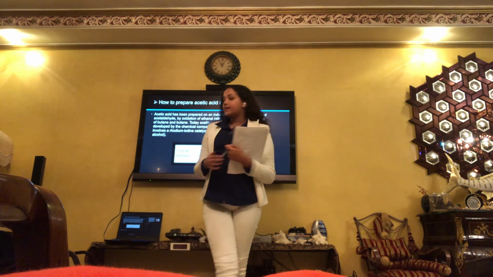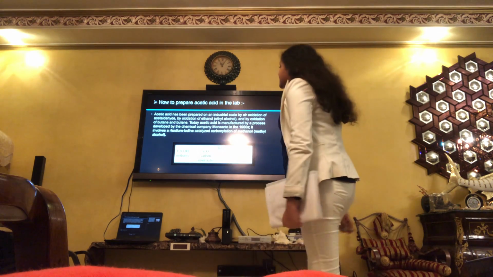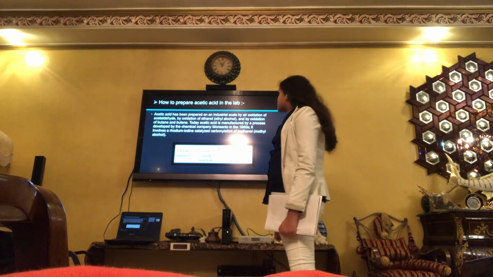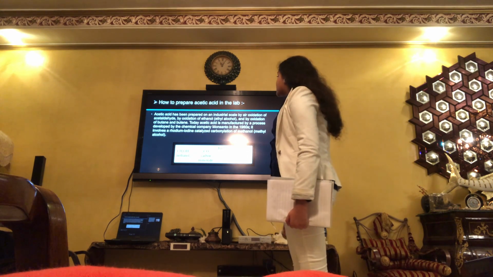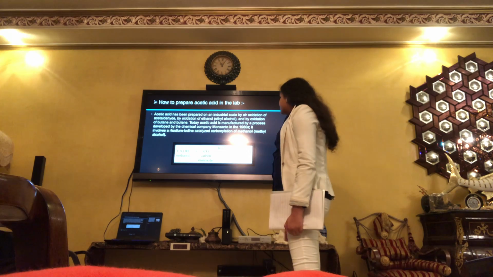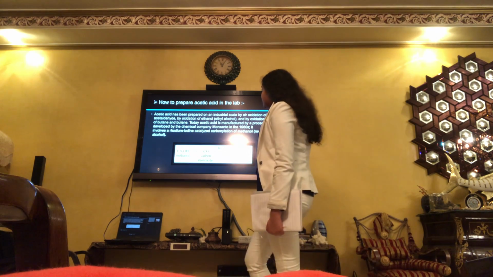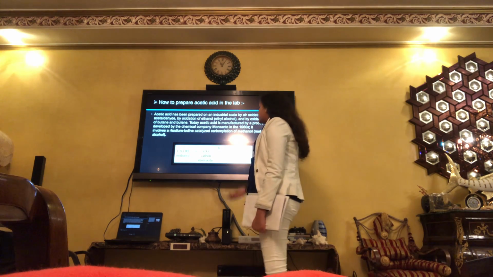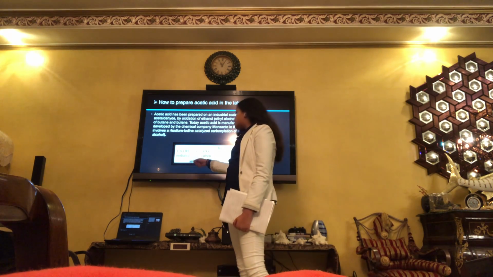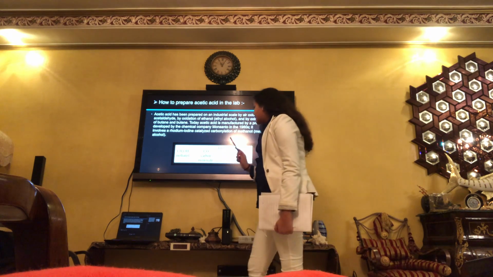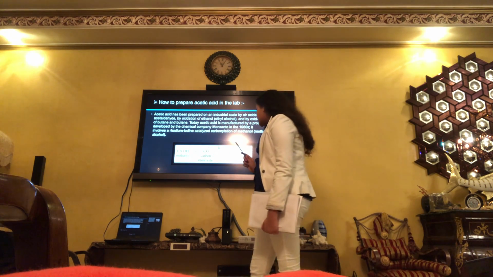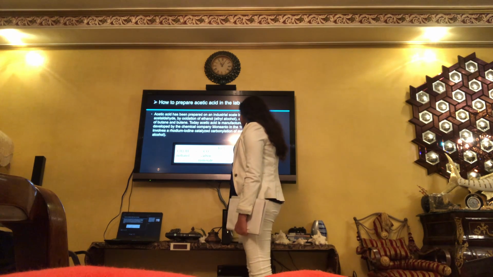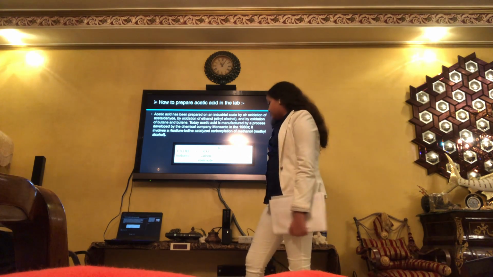How to prepare acetic acid in the lab. Acetic acid has been prepared on an industrial scale by air oxidation of acetylene, and by oxidation of ethanol. Here is the formula, or the chemical equation: methanol, which is CH3OH, and CO, which is carbon monoxide, will give us acetic acid, which is CH3COOH.